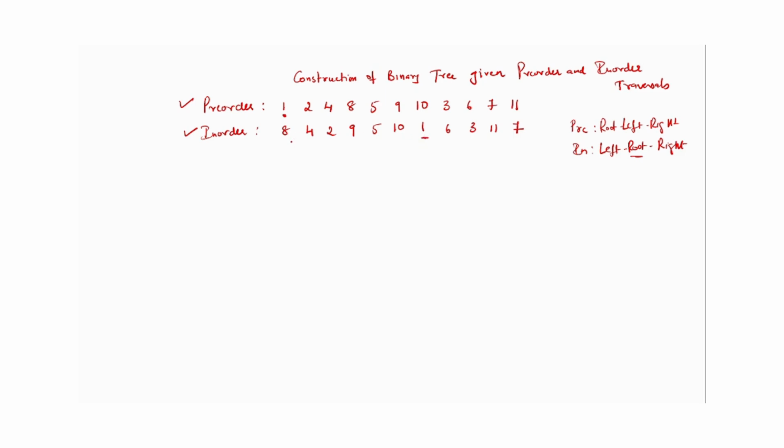From here we can deduce that this whole part is the left subtree, and from 6 to 7 we have the right subtree. So can we draw it like this? I think we can. Here I will write 8, 4, 2, 9, 5, 10, 6, 3, 11 and 7.